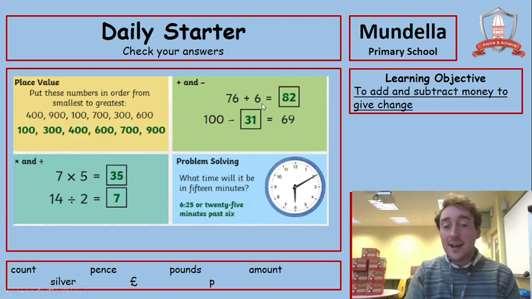Then 76 add 6 is 82. 100 take away or subtract 31 is 69. 7 times 5, 35. And 14 divided by 2 is 7.